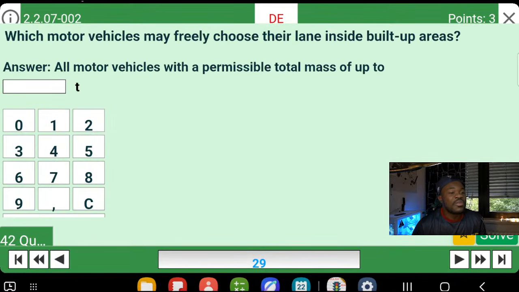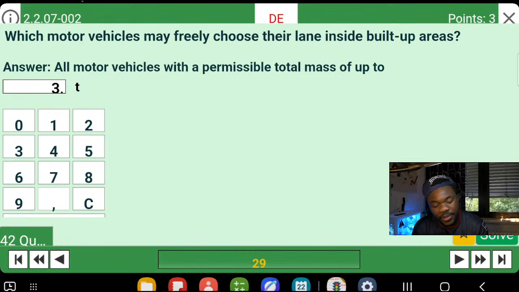Which motor vehicles may freely choose their lanes inside built-up areas? All vehicles with a permissible total mass of up to, who can tell me? So which vehicles are free to choose their lanes inside built-up areas? Vehicles with a permissible total mass of 3.5 ton.